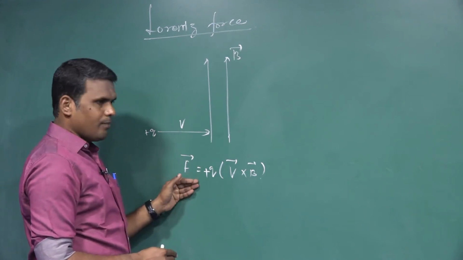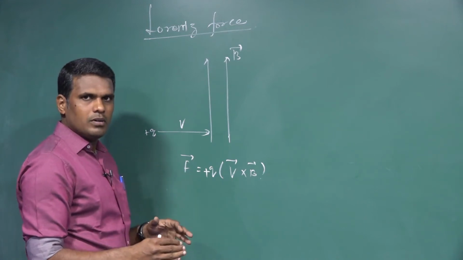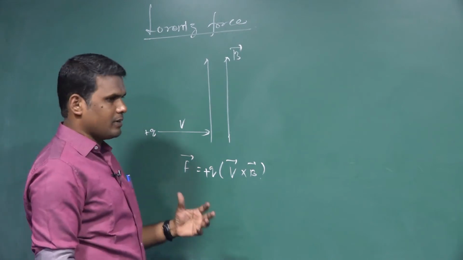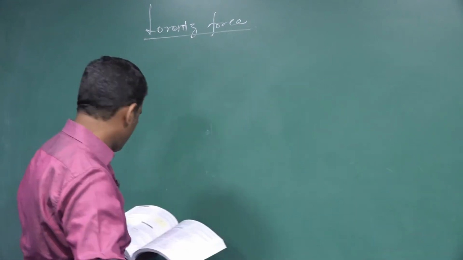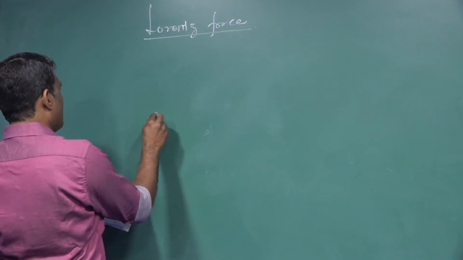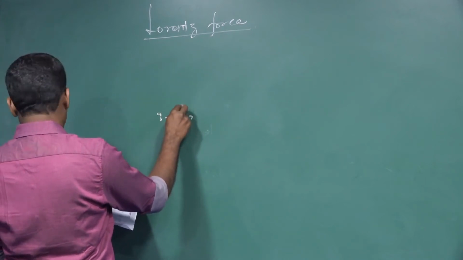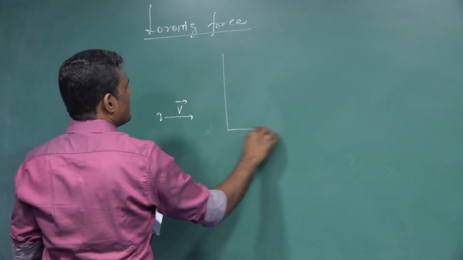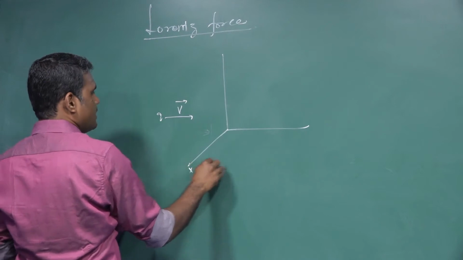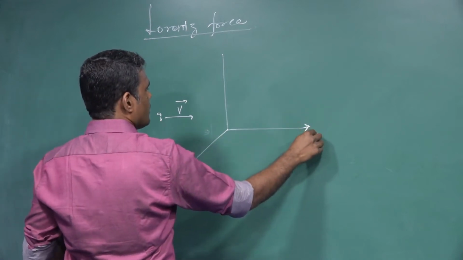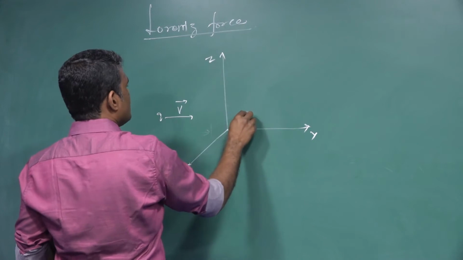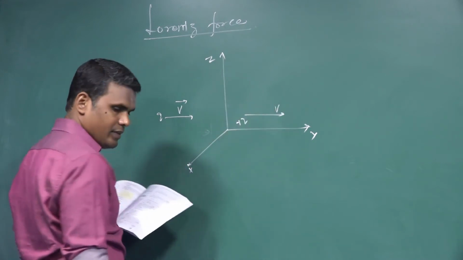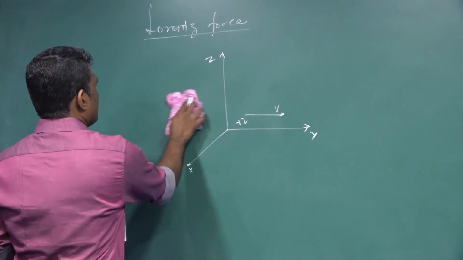Based on this formula, we are going to discuss a problem from which we are going to obtain certain important results. Let us see the problem here. A particle of charge q moves with a velocity v vector along the positive y direction. So this is the direction x, y, and then z. This is the direction in which the charged particle plus q is moving, and it is the velocity v. So v vector is acting along the y direction.